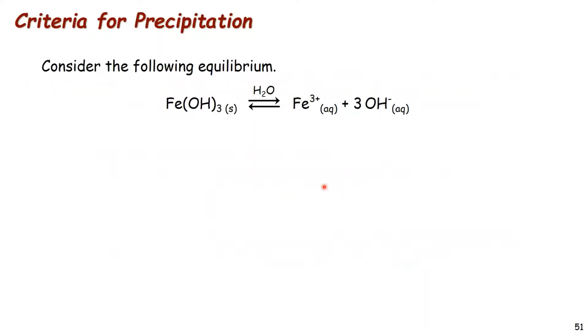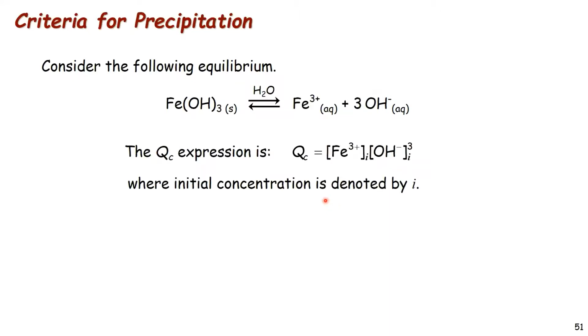So let's try an example. Let's say we have iron 3 hydroxide. Hydroxides are generally insoluble, so only a little bit is going to dissociate into the iron 3 plus and the hydroxide ion. So the reaction quotient expression is going to be the concentration of the iron 3 raised to the first times the concentration of the hydroxide raised to the third. We're going to ignore the pure solids, so there is our reaction quotient expression. The I's represent the initial concentrations, whereas in the K expressions, they are the equilibrium concentrations.